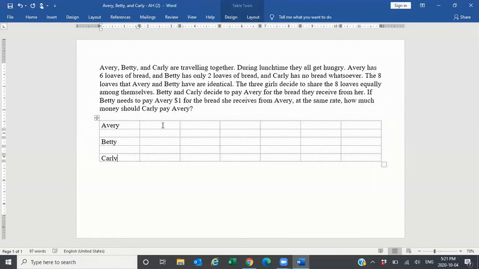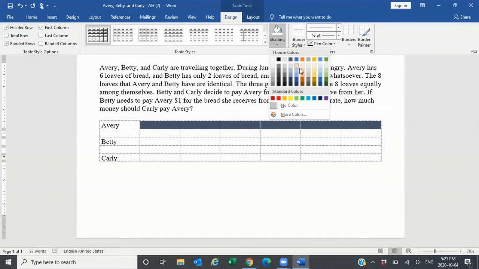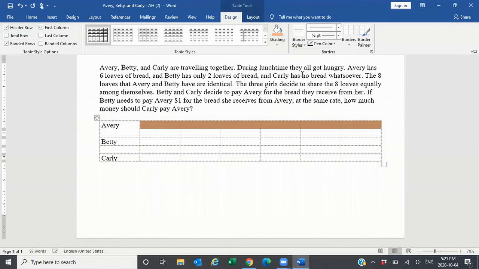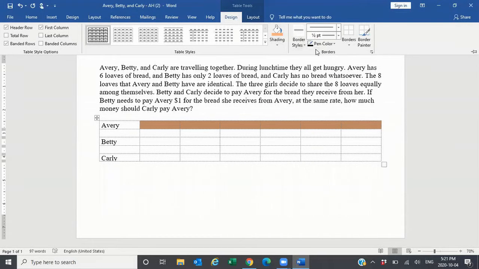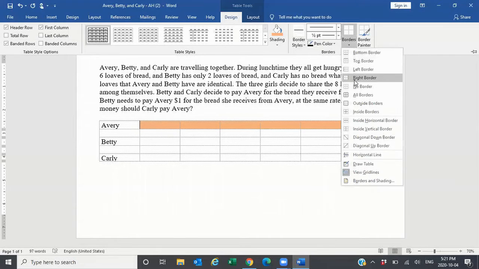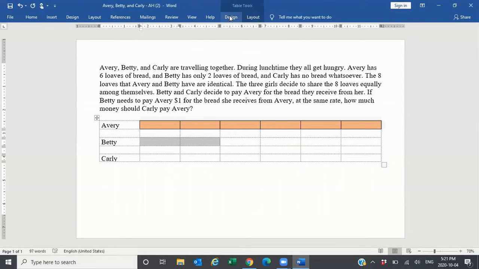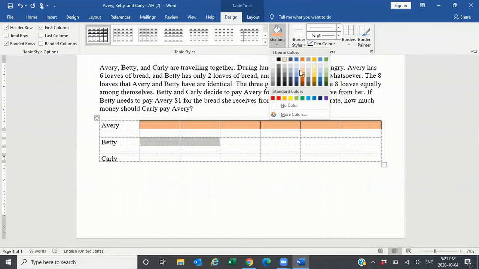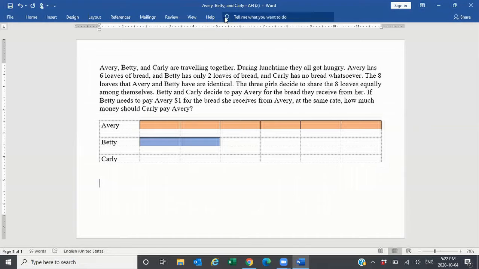Now I'm going to make Avery 6 loaves of bread like she had. There's 6 rectangles. That'll be the loaves of bread. I'll make them this really light red color. It's like pinkish red. I'll call it red though. Now I'm going to make Betty 2 loaves. They are going to be blue. Alright, so we have the loaves of bread.